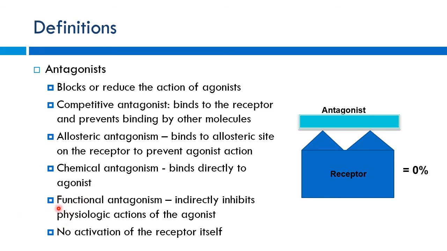You can also have functional antagonism, where the effects of a drug indirectly inhibit the physiologic actions of the agonist. You see this all the time in clinical practice. For instance, I have a patient who's hypertensive and wants to get their blood pressure down, so I would give them an antihypertensive. But what happens if I give them a drug that by its natural action would raise blood pressure? A lot of weight loss drugs are stimulants, and if I give them those, they're going to raise blood pressure. You can see that they're functionally antagonizing one another, and you see those kinds of drug interactions all the time.